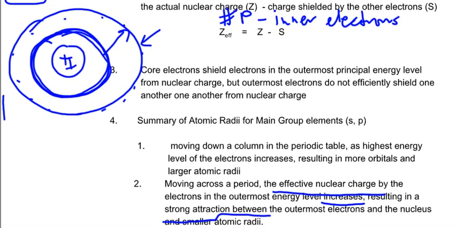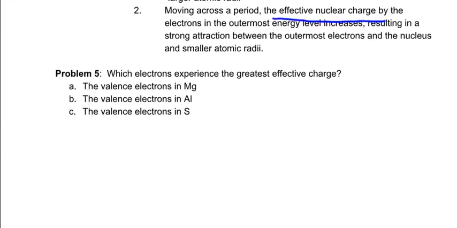The effective nuclear charge, why don't you underline this, by the electrons in the outermost energy level increases, resulting in a strong attraction between the outermost electrons and the nucleus and the smaller atomic radius. Okay? So to problem number 5, which electrons experience the greatest effective charge?